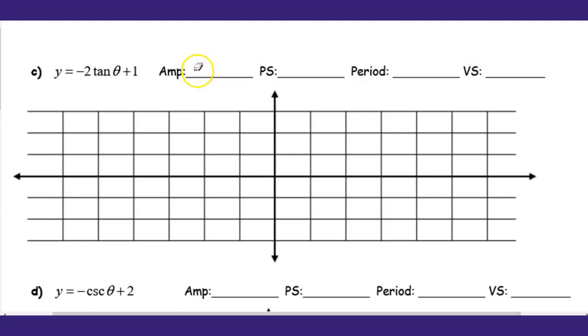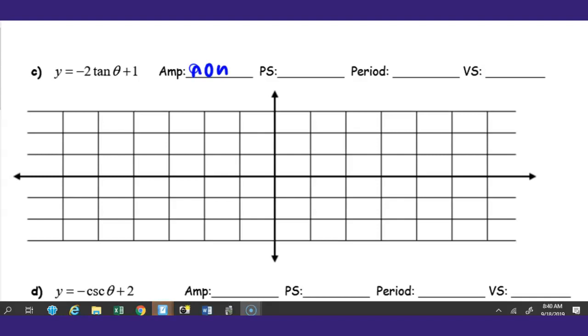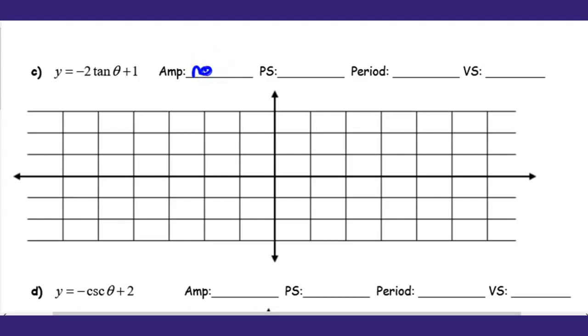Because it's absolute. The negative means it's reflected over the x-axis. Why is there no amplitude? There's no amplitude because there's no maximum. Alright, we're gonna use that though.